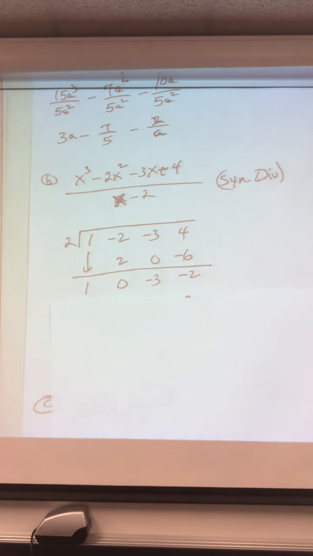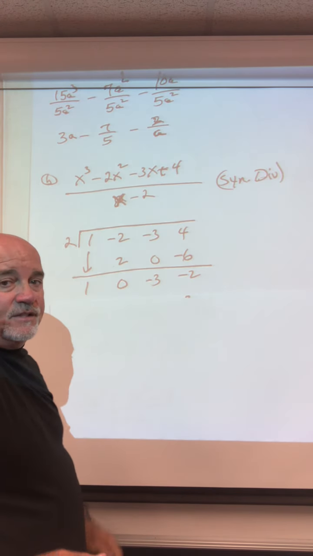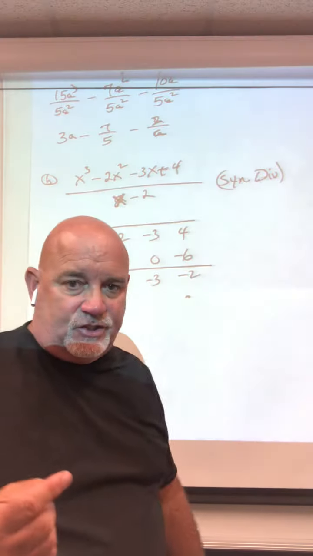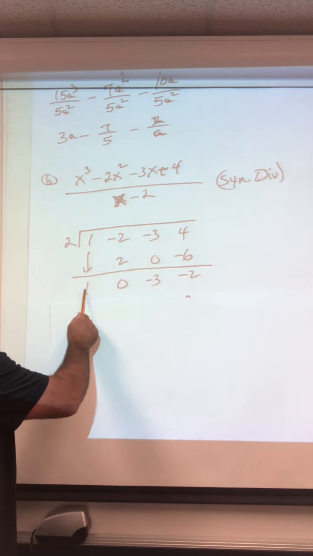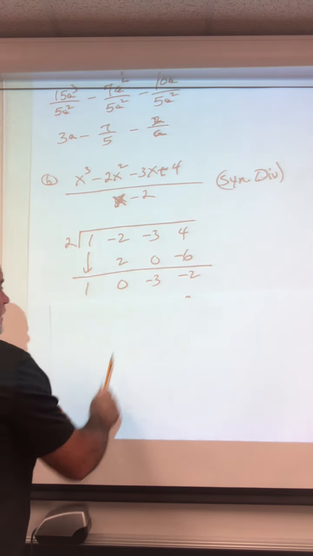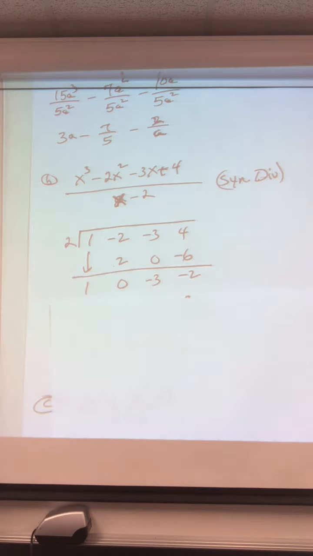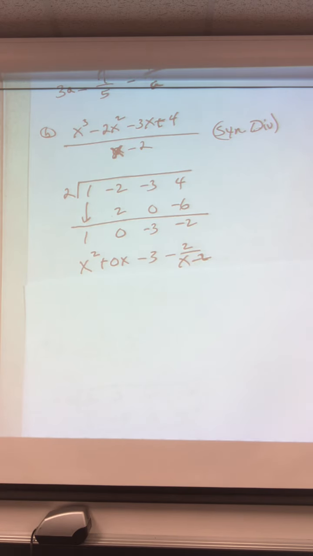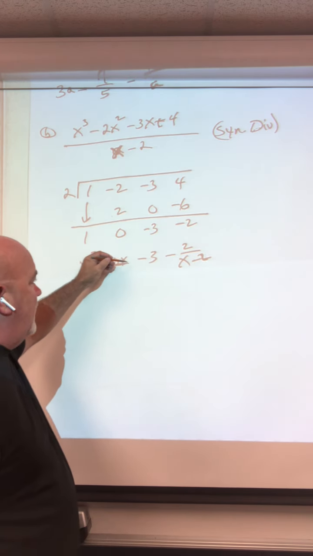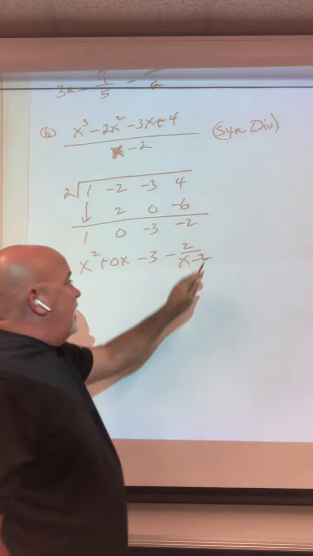Now we have to write out our answer. What will our answer start with? Well, you're dividing x^3 by x^1. You're always going to be dividing by x^1 in synthetic division. So your answer will then start with x^2. This is a 1, x^2, then this is an x^1, this is your constant, and that is your remainder. So if I write that out, it would be 1x^2, you don't have to put the 1, plus 0x minus 3, and then remember we always put our remainder back over our divisor.